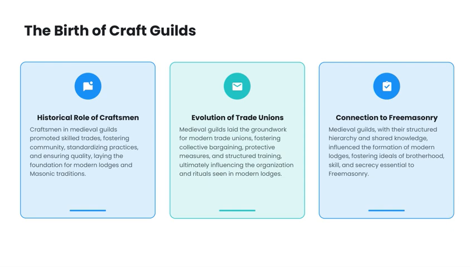Moving forward, we see that medieval guilds also played a key role in the development of modern trade unions. They encouraged collective bargaining, offered protective measures for workers, and established structured training programs. These elements of organization and mutual support influence the way modern lodges are structured, emphasizing brotherhood, shared purpose, and mutual aid. Finally, the influence of medieval guilds extends to the formation of modern lodges through their structured hierarchy and shared knowledge. The ideals of brotherhood, skill, and secrecy that were integral to guilds are fundamental to Freemasonry. These historical connections highlight how the principles of craftsmanship and organization from the medieval period continue to shape Masonic traditions today.